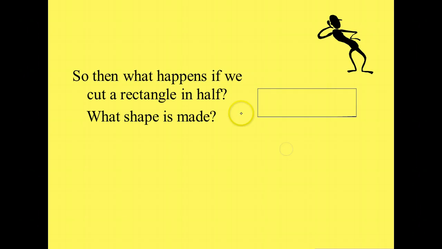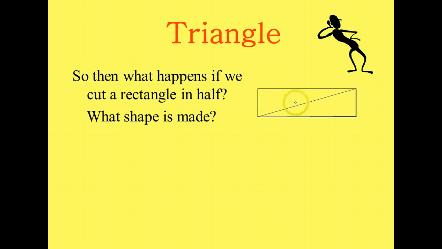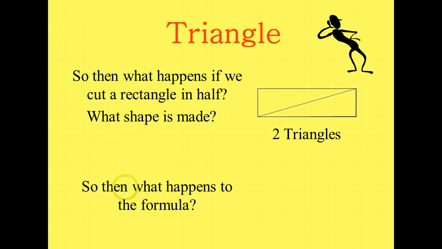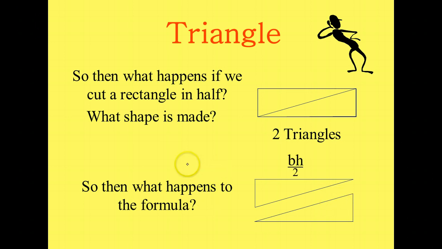All right, moving on. So what happens if we cut the rectangle in half? What shape is made? All right, so you can see obviously we have two triangles. Then what happens to the formula? Remember the formula for the whole rectangle was base times height. So what do you guys think happened to the formula? Good. Now the whole formula is split in half, so we divide the whole formula by 2.